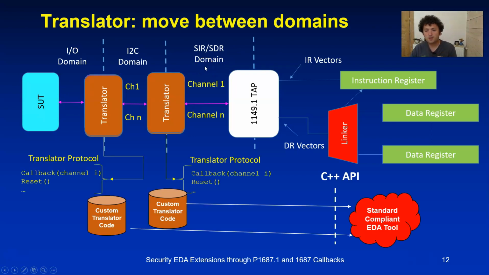So in our abstraction, each one of these steps we call a translator, where we have callbacks that are pretty similar, that take the RVF from one side and push them to the other side, giving the translator code. Each one of these different translators will be described and usable by the standard-compliant EDA tool, which will know absolutely nothing of what is going on inside of them.